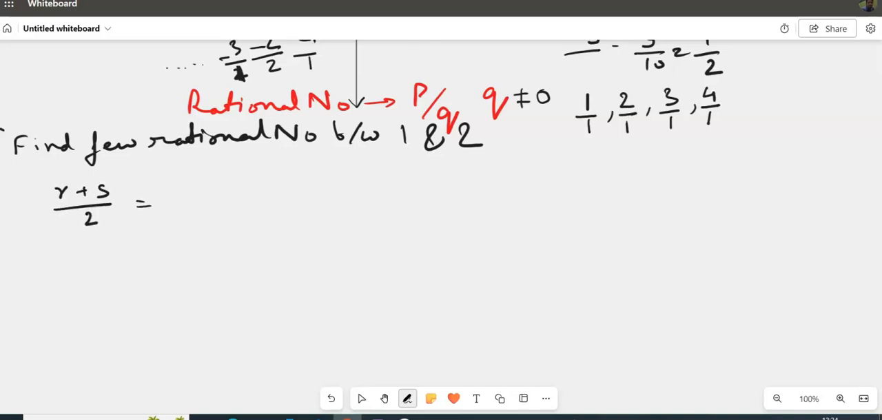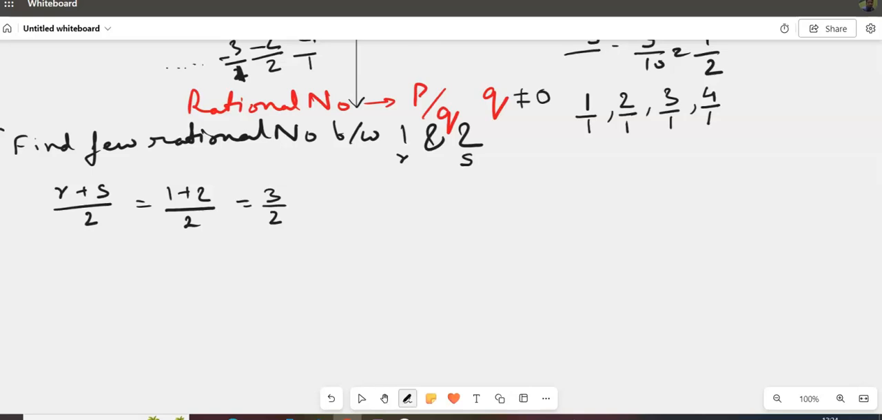And what is that? That is 1 plus 2 by 2. So this is our r and this is our s. 1 plus 2 by 2, which is 3 by 2. So this is one of the numbers between 1 and 2. This is nothing but 1.5.